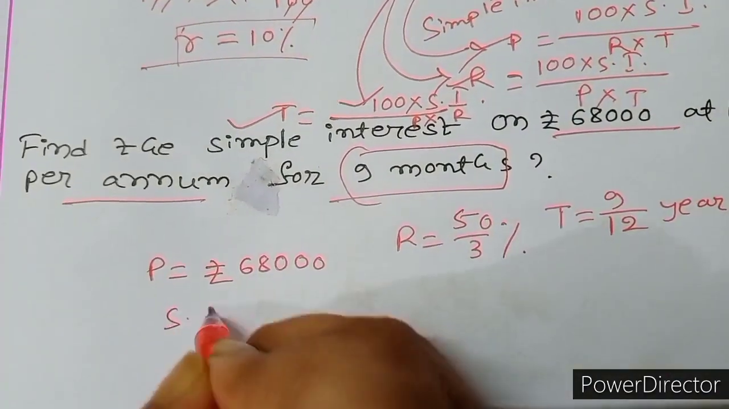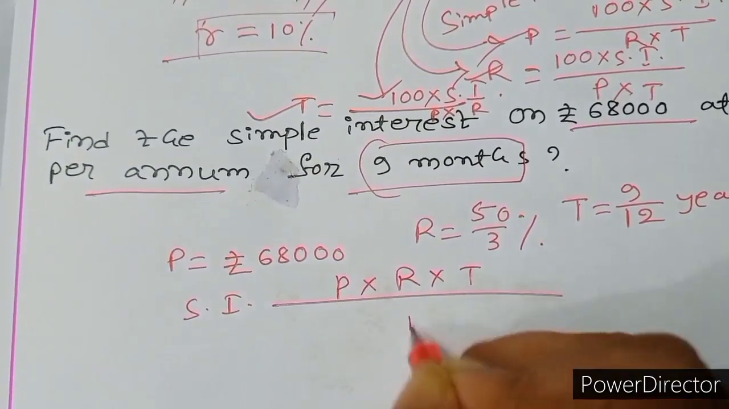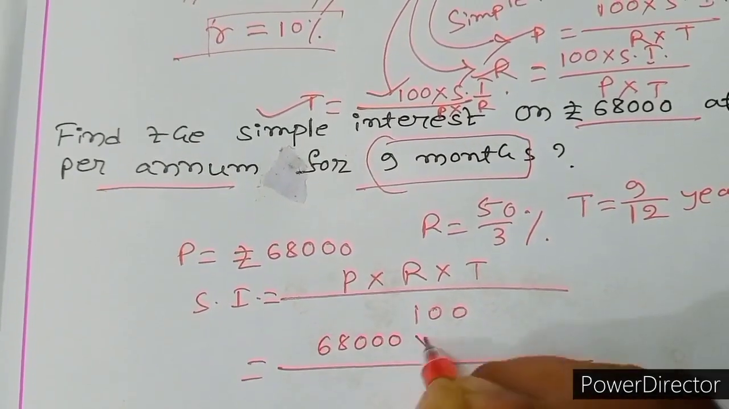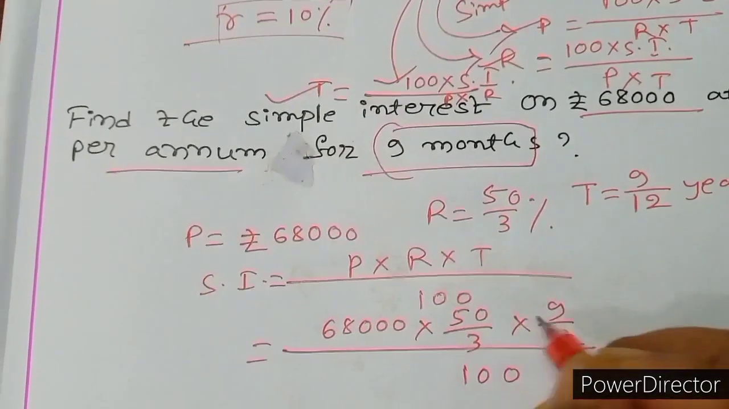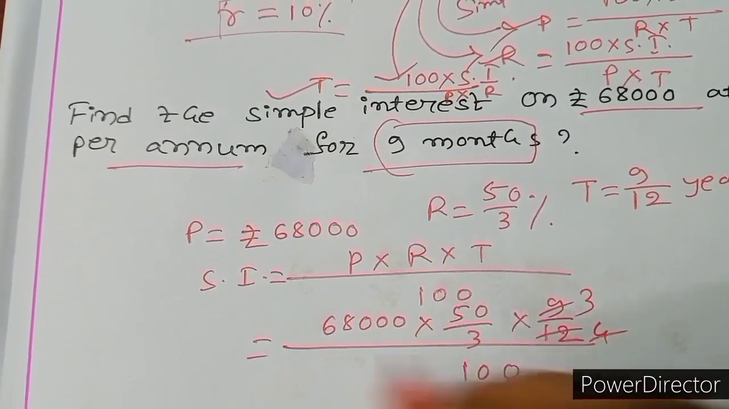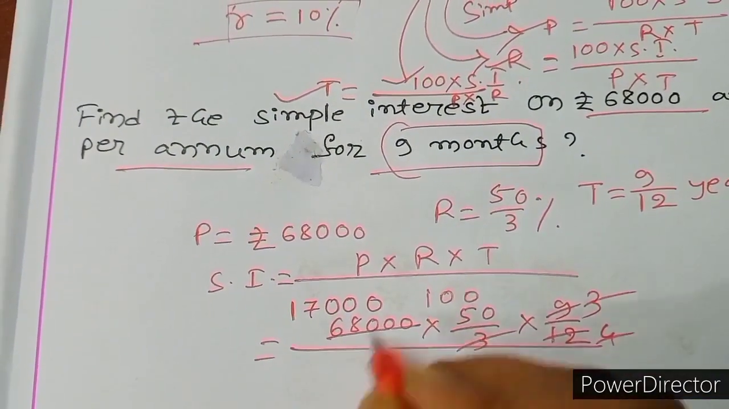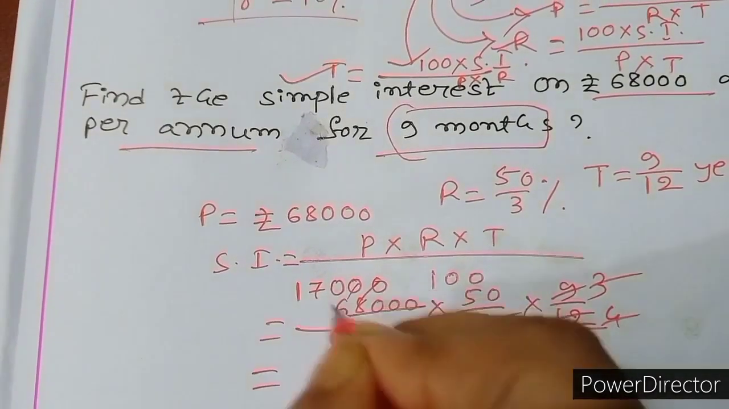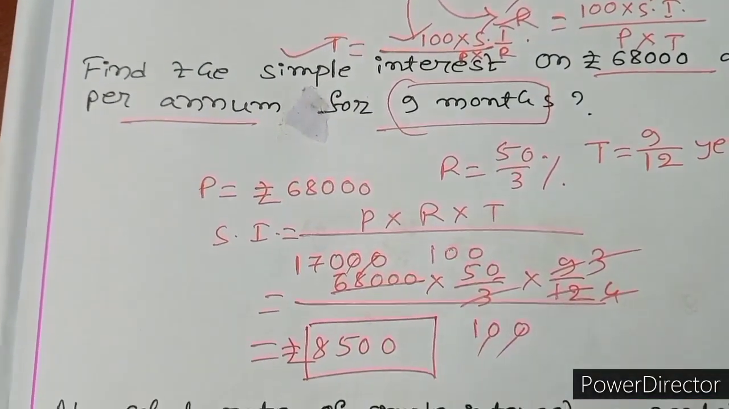We know the formula. SI equal to PRT by 100, P into R into T by 100. So 68,000 into 50 by 3 into 9 by 12 by 100. The zeros cancel out. 17 into 5 means 85. So 85 and 00. So the simple interest equal to 8500. This is the answer. Next question.